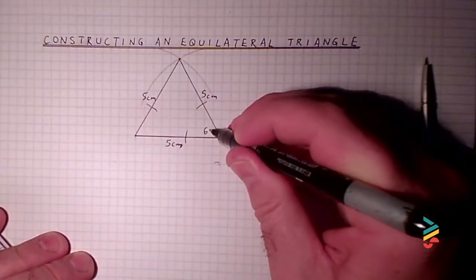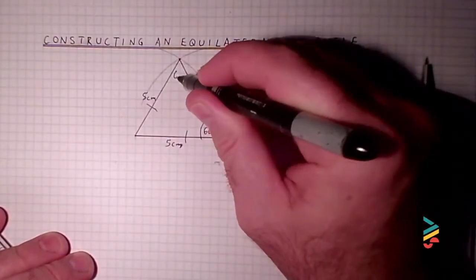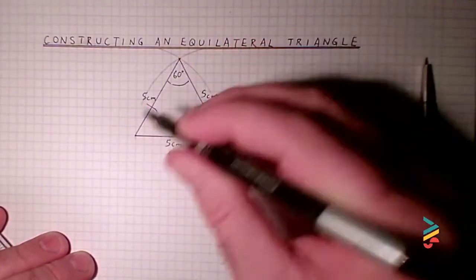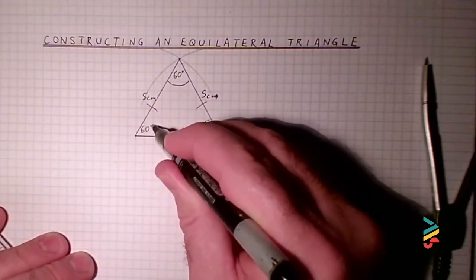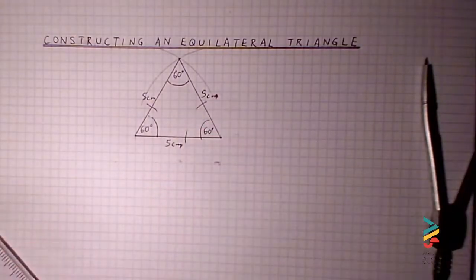And then of course all of the angles are 60 degrees as well, because a whole triangle is 180 degrees. All of those angles are the same because it's an equilateral triangle, so 180 divided by 3 is 60.